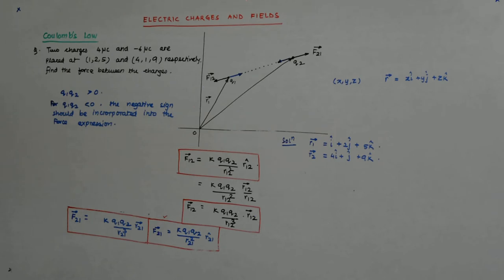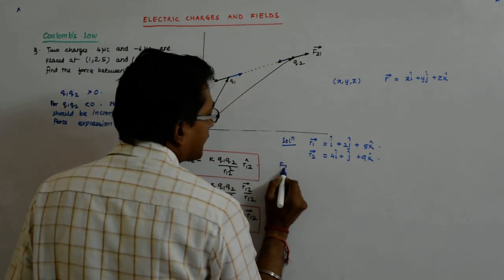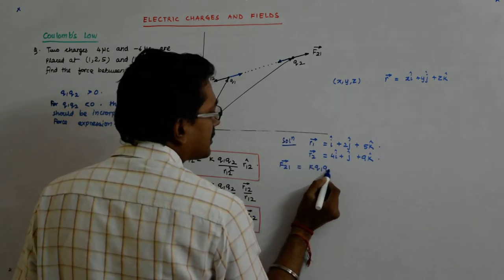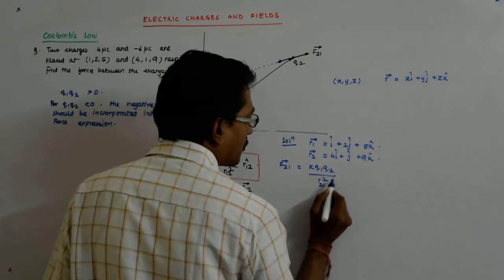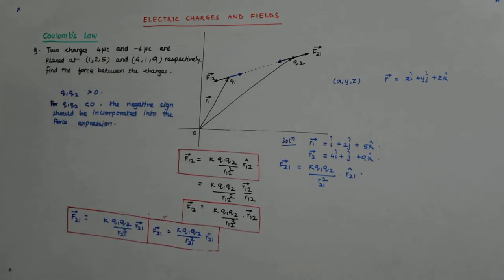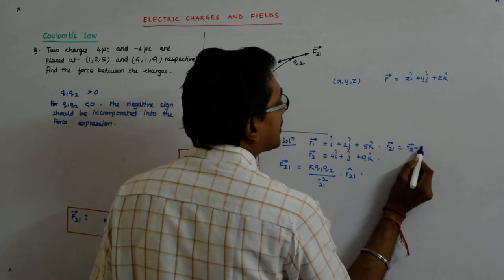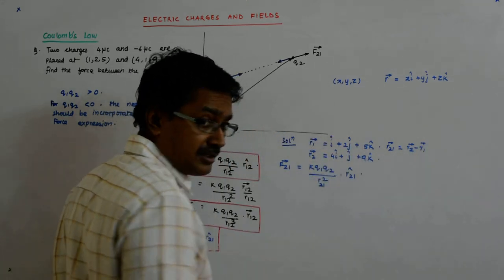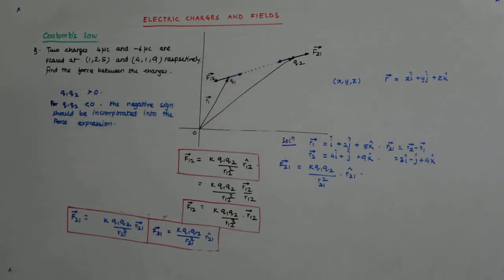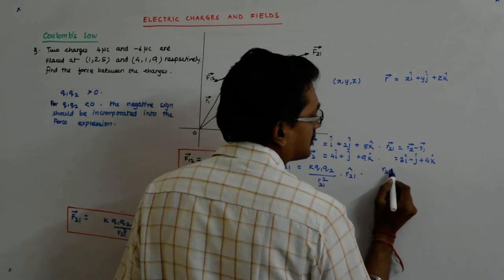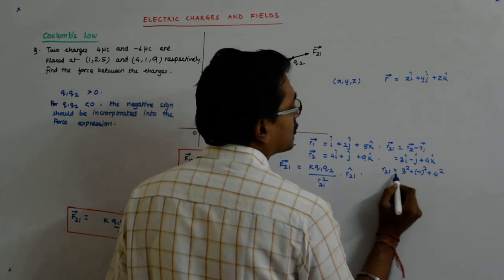Understand? Now, if I want R21, so I want force F21. F21 is equal to K Q1 Q2 upon R21 squared into R21 cap. Correct. Now what is R21? R21 is nothing but R2 minus R1, which is simple subtraction of the like terms. So that gives you 3 i cap minus j cap plus 4 k cap. Is it not? So mod R21 is the square root of 3 squared plus minus 1 squared plus 4 squared.